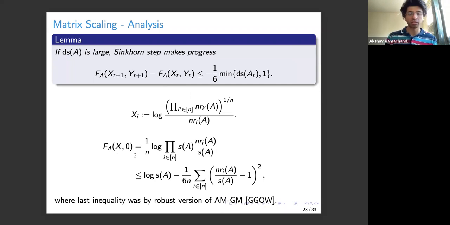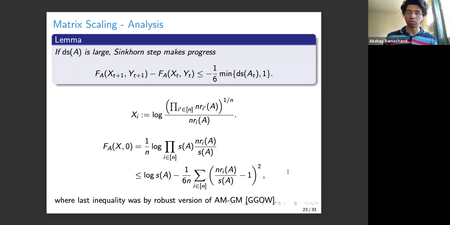So it plays x comma 0. This is equal to, we've normalized each of the rows, right? And you'll come out with the old matrix minus this exact distance from doubly balanced, right? So when this is large, recall that this is the distance from doubly balanced. When this is large, you're making a lot of progress. This last inequality was just a robust version of AM-GM. It's a Taylor approximation with some calculations. It's given in the original paper on operator scaling.